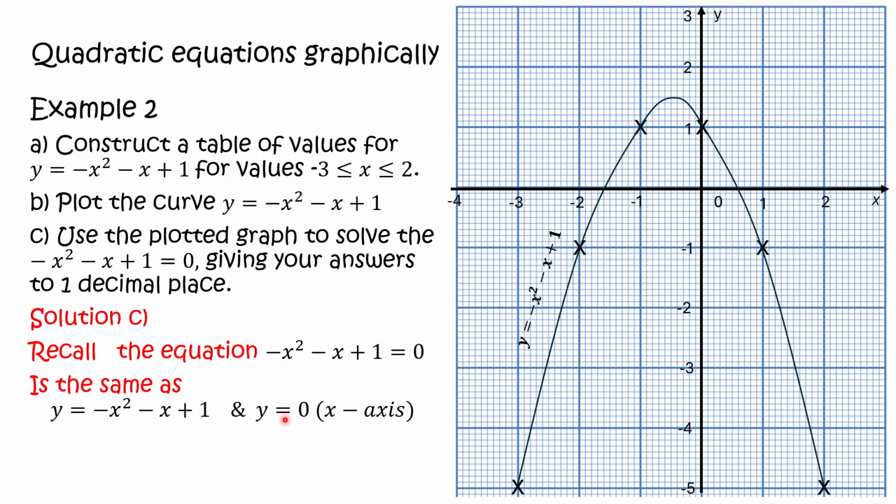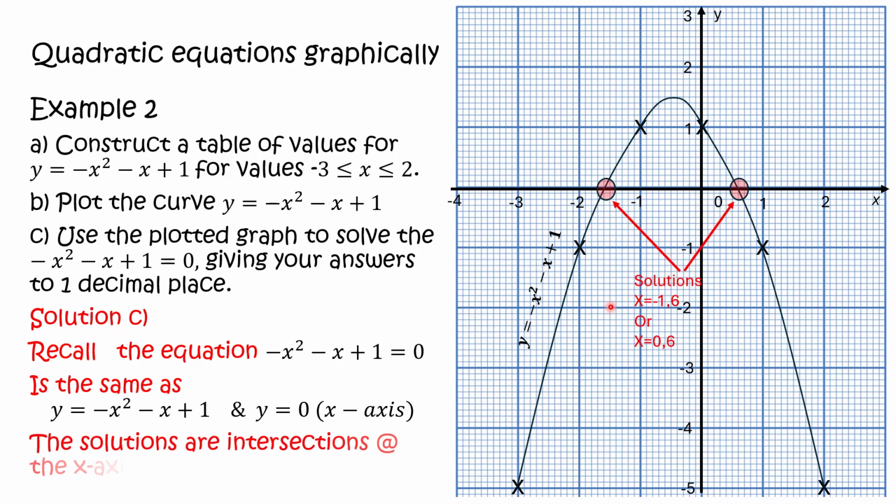Then the right-hand side is 0. So that is the same as having y is equal to the original graph we had, and y is equal to 0, which is the x-axis. So we now look at the points of intersection between the graph and the x-axis. The first point of intersection is that one, and the second one is that. So this would give us the x values.